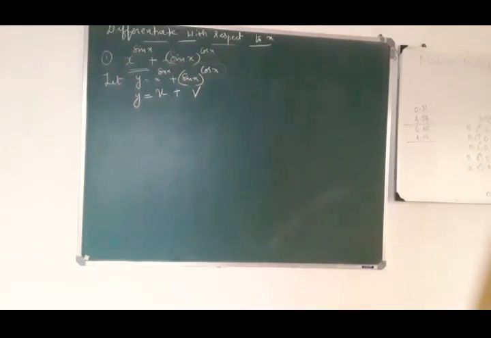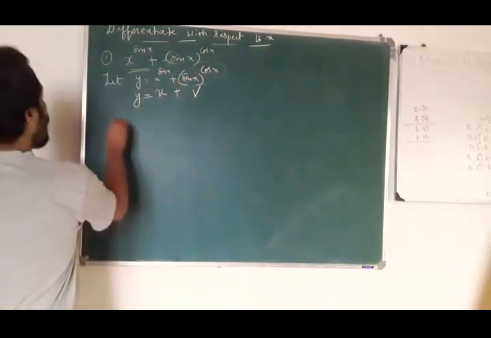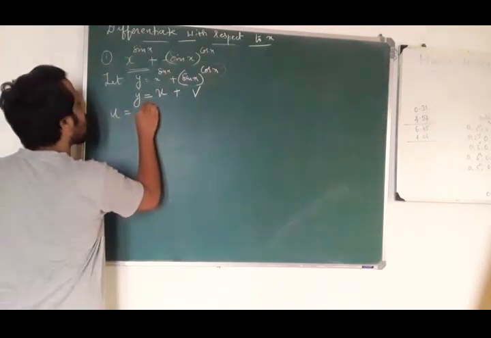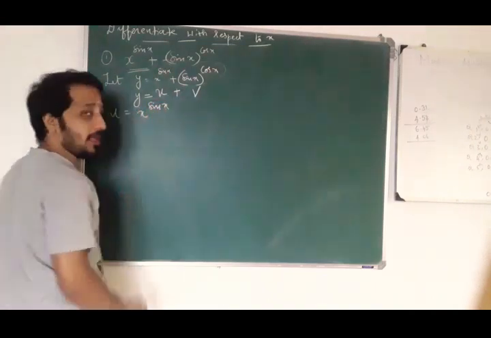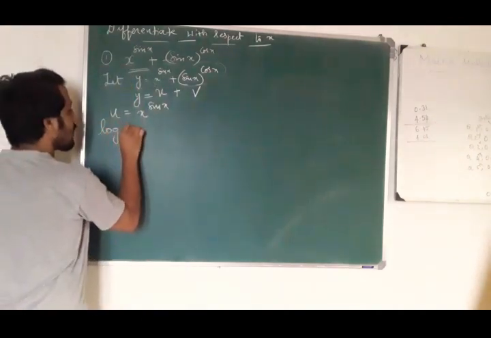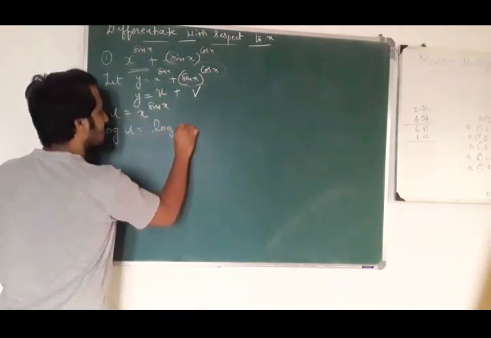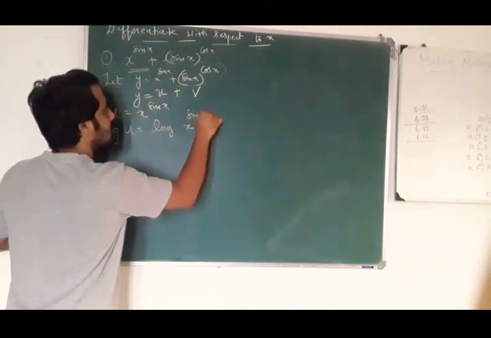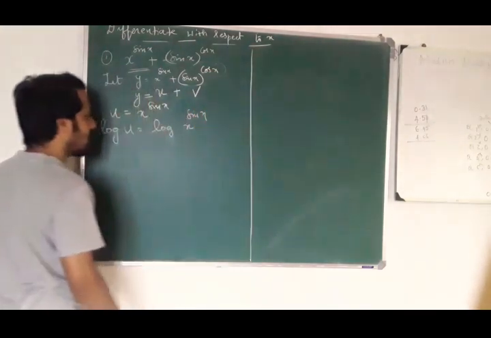So I have considered y is equal to u plus v. Now I have to differentiate u in terms of logarithmic differentiation and v also in terms of logarithmic differentiation. Right. So u is equal to x to the power sin x. Now taking log on both sides, log u is equal to log of x to the power sin x.